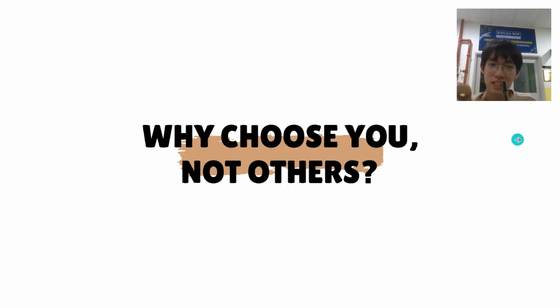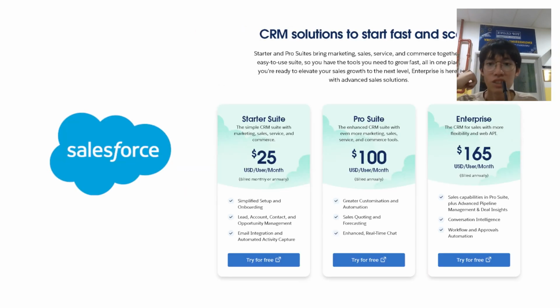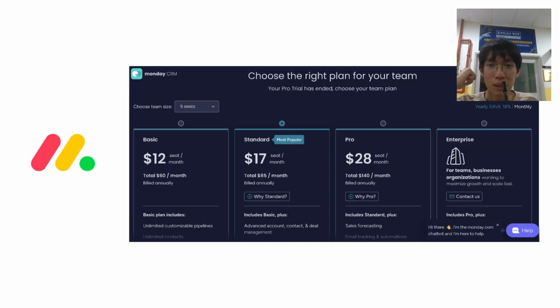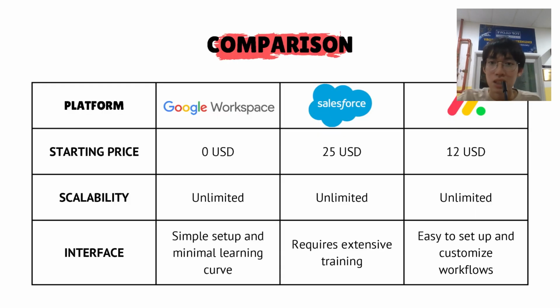But why choose us, and not others? Let's look at other competitors, which are Salesforce and Monday.com, the big players in CRM and sales pipeline systems. By comparison, using Google Workspace, we have the lowest starting price, which is $0, while the others would cost something. The scalability is comparable to the other market leaders, and the interface of Google Workspace is simple to set up and has a minimal learning curve. Compared to Salesforce, which requires extensive training.